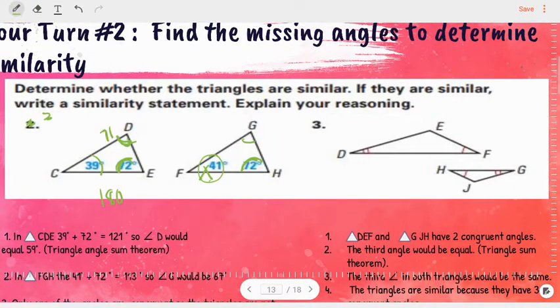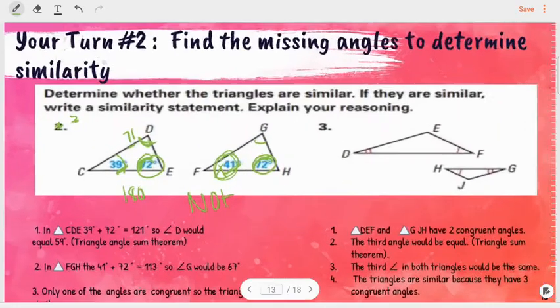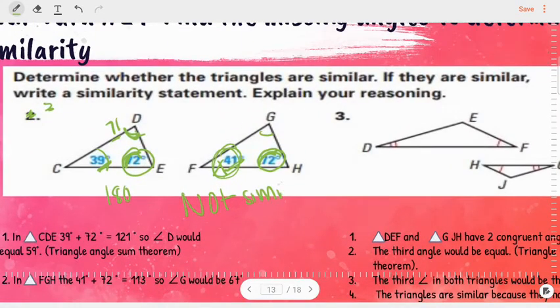Well, now that I'm to this point right here, I can see that while I have one pair of angles that matches, 71 and 39 do not match this 41 degrees. And remember, I've got to have two pairs of congruent angles, and I'm not going to have two pairs of congruent angles. So I'm going to say not similar, not two pairs of congruent angles.